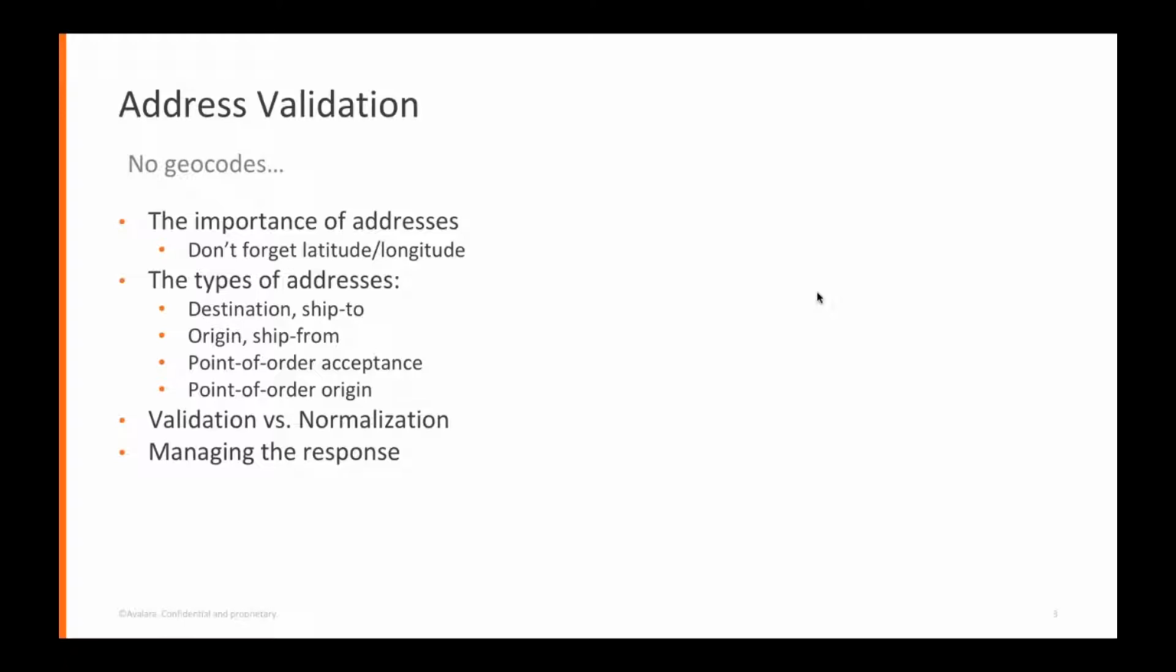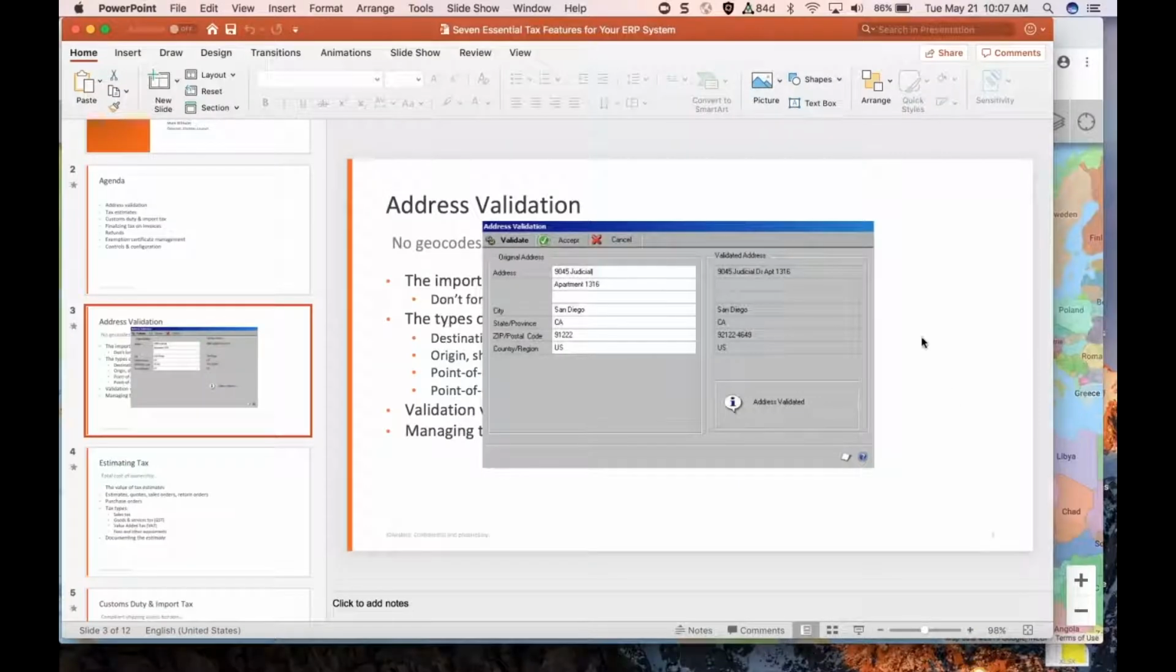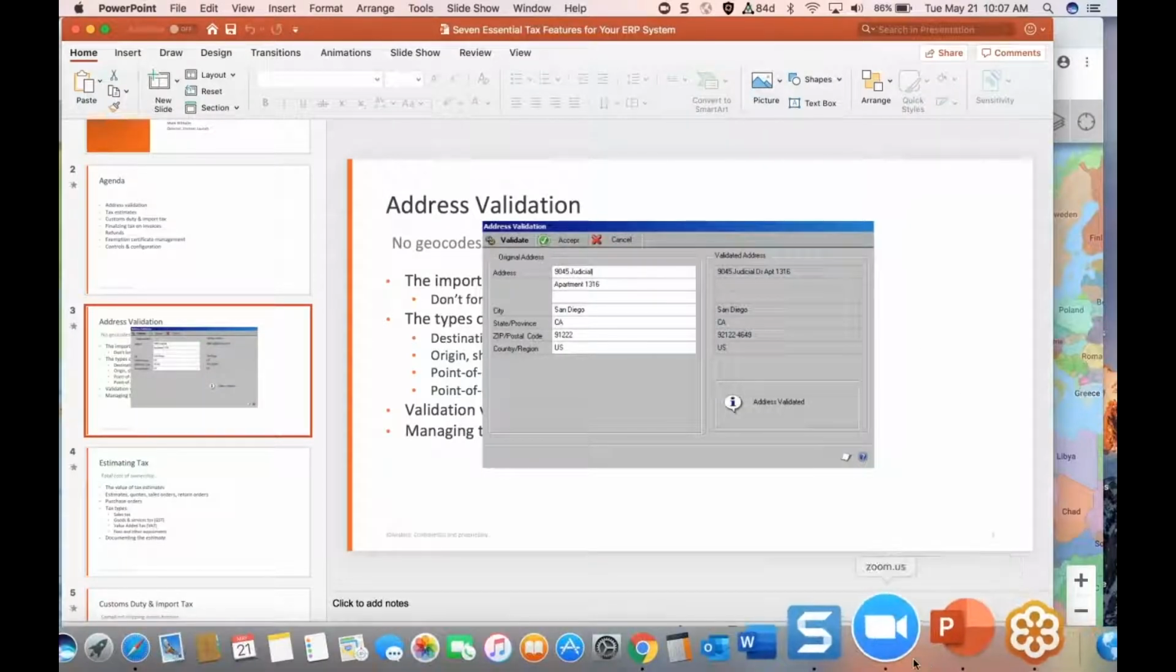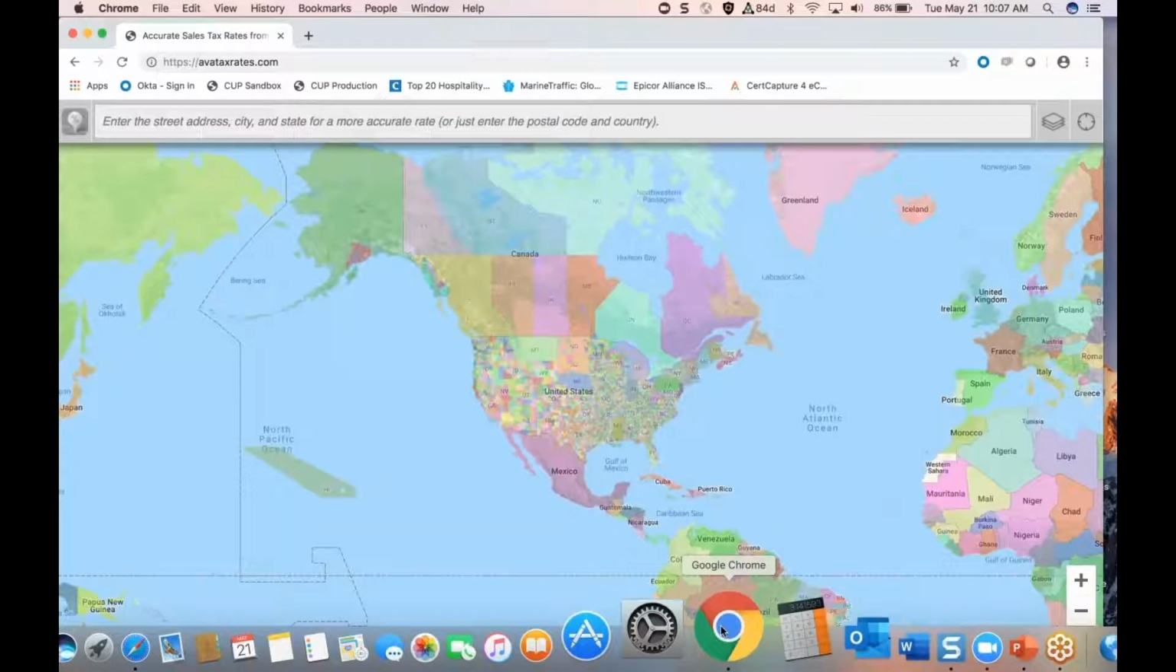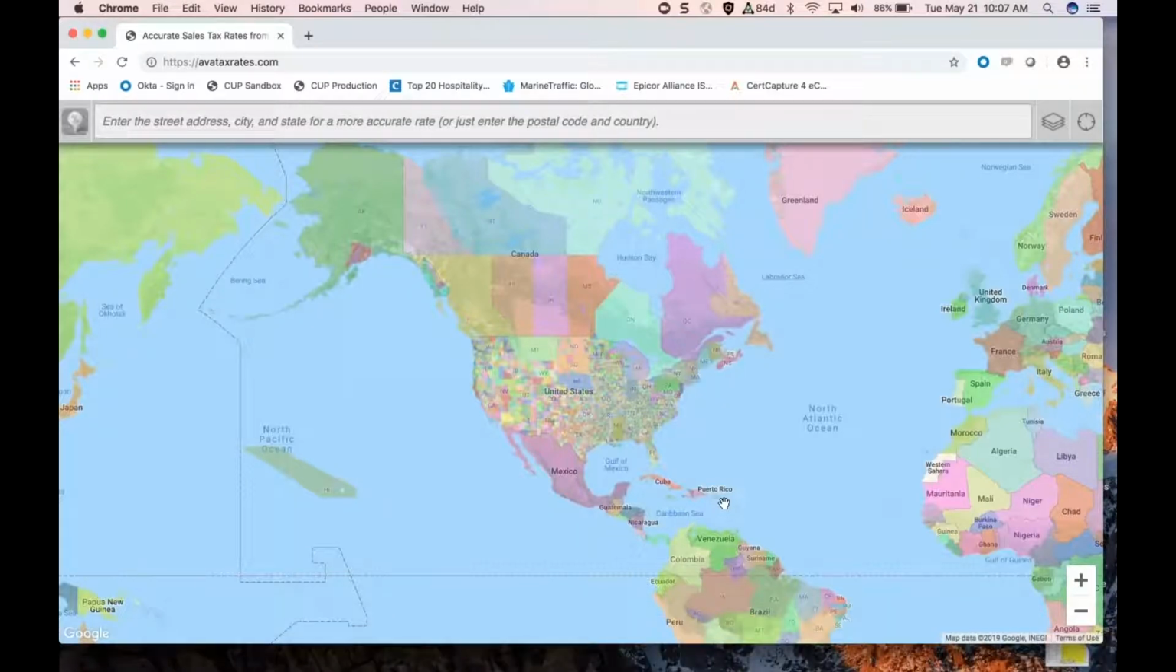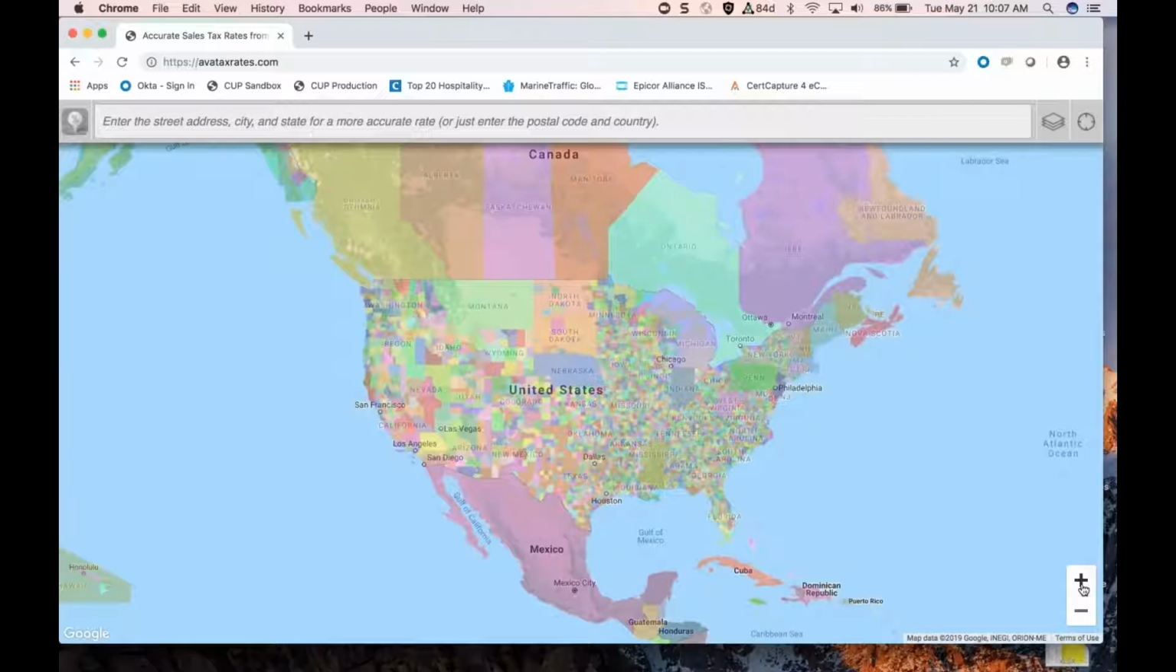The reason that addresses are so important and why we provide an address validation function, what I'm going to do is jump off here for just a moment and come over to a website. You'll see this is actually a public-facing website. Anyone can get to it. It's avataxrates.com. But this is a good visualization of how Avalara manages tax jurisdiction boundaries and how those boundaries are identified during a tax calculation request.